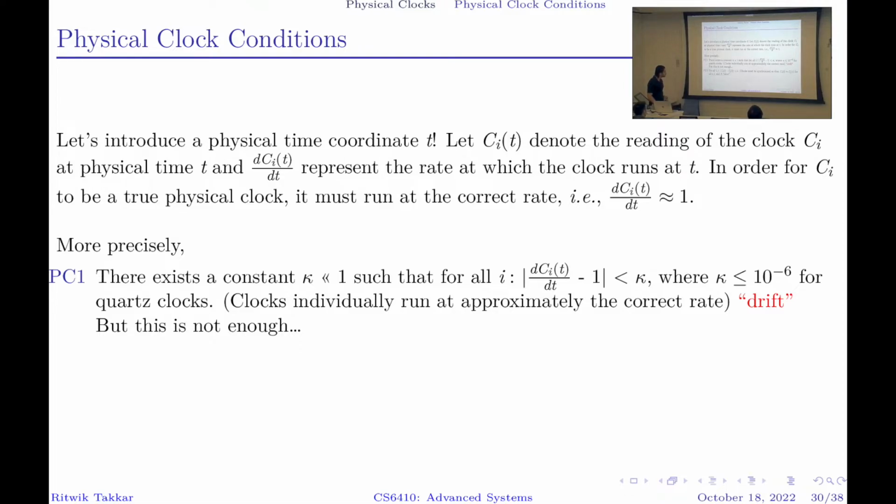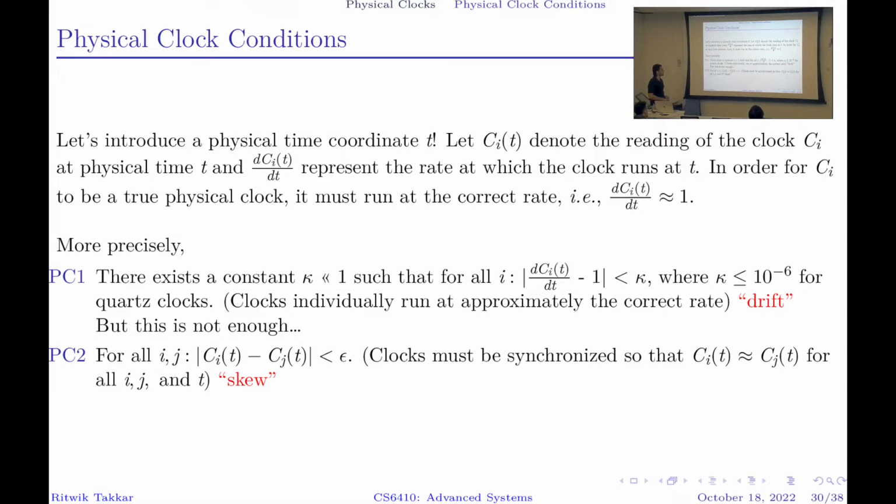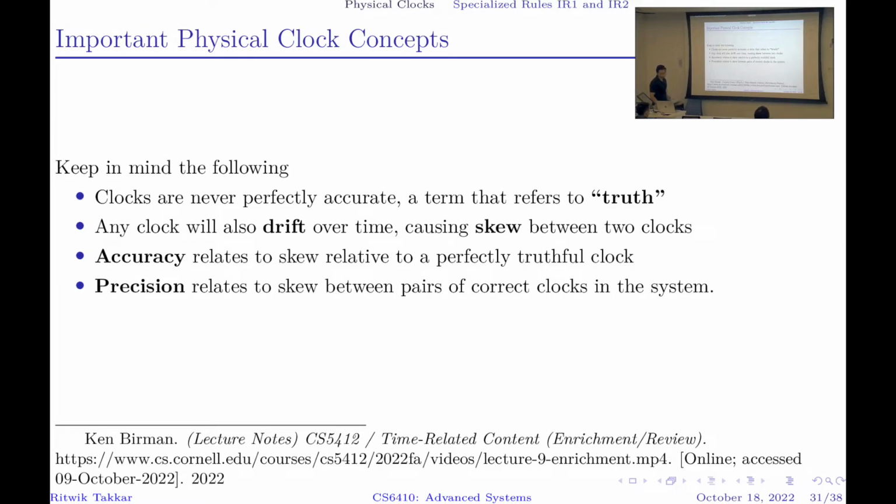You have 2 physical clock conditions. The first one essentially just says you need the clock to run individually at approximately the correct rate. It refers to this idea called drift. The second, all clocks must be synchronized with each other. It refers to a term called skew. Just important things to keep in mind.